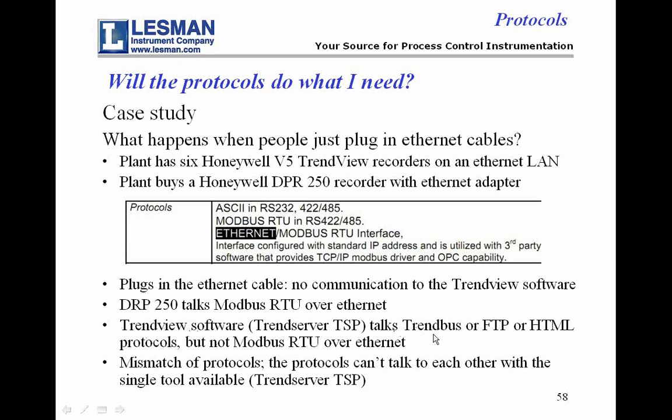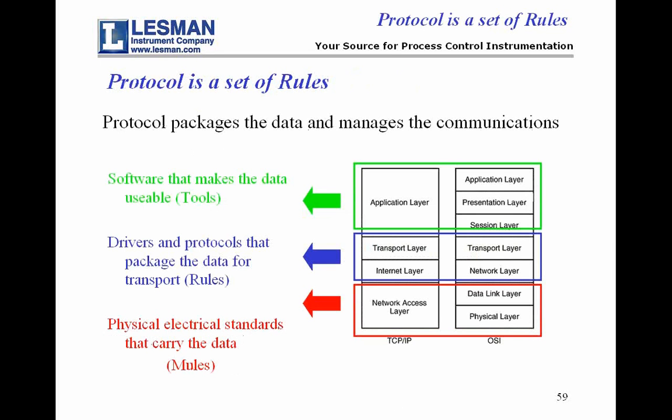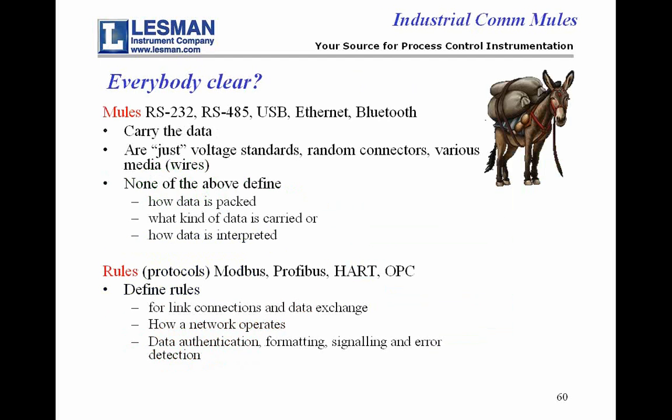The problem here is that the software, listed in this bullet down here, talks three different protocols: TrendBus, FTP, and HTML. But it does not talk Modbus RTU over Ethernet. So what we had here was a mismatch of protocols, where the devices can't talk to each other because the protocol is not common. This is an example of why you need the same protocol on both ends in order to make the communications link work properly. So now we've gone over this part right here in blue. This is the protocol. These are the rules that we need in order to set up the communications link and have it operate properly.